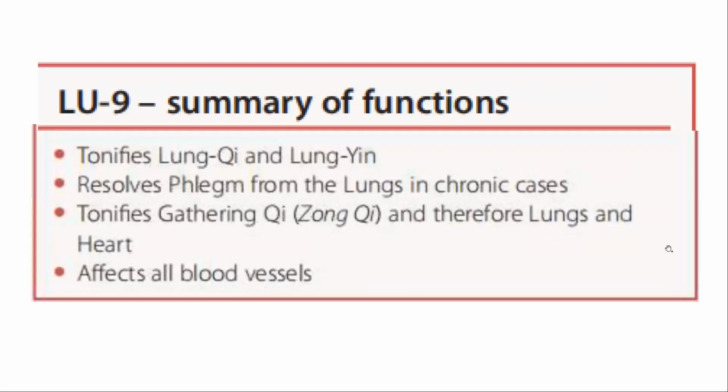For the summary of functions, Lung 9 tonifies lung qi and lung yin, resolves phlegm from the lungs in chronic cases, and tonifies gathering qi and therefore the lungs and heart. Lung 9 affects all blood vessels.